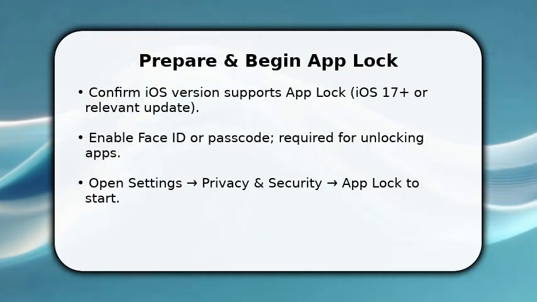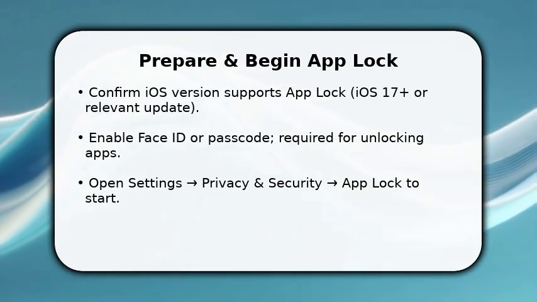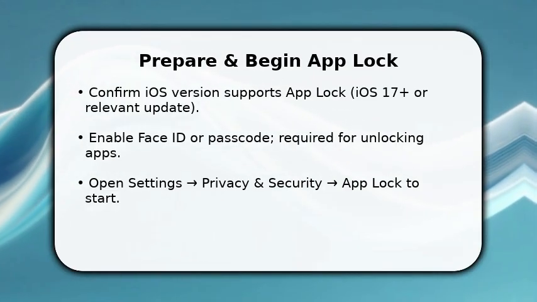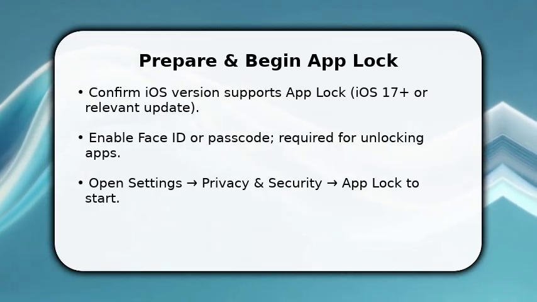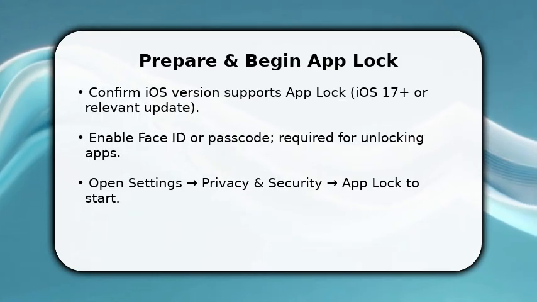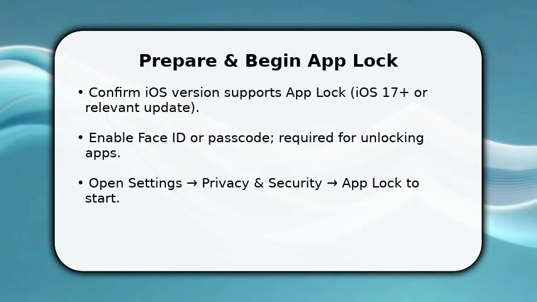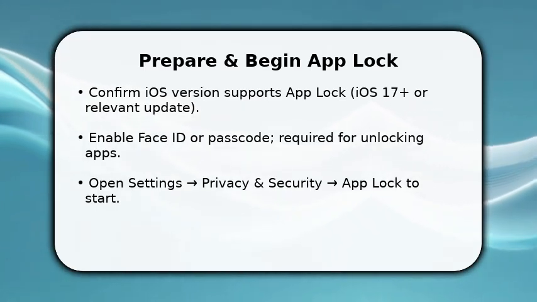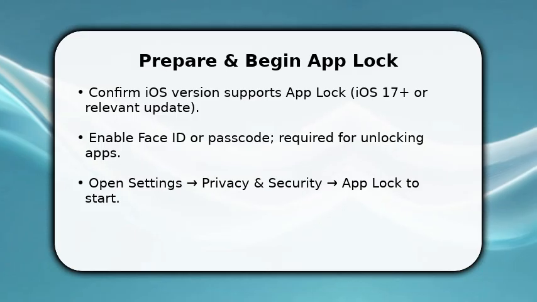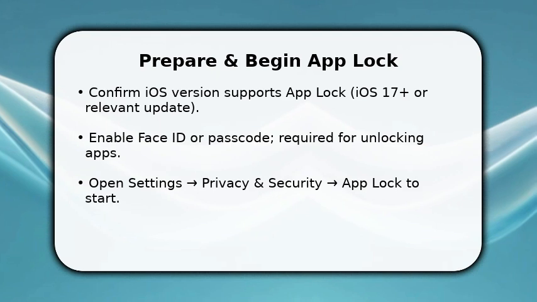You'll start by verifying your iPhone supports App Lock and that biometrics or a secure passcode are set. Once done, go directly to Settings, then Privacy and Security, and select App Lock. You need Face ID or a passcode active because App Lock ties app access to those credentials. Tap the toggle next to App Lock to enable it and immediately choose which apps you want protected. This gets the core security in place so you can configure options next.